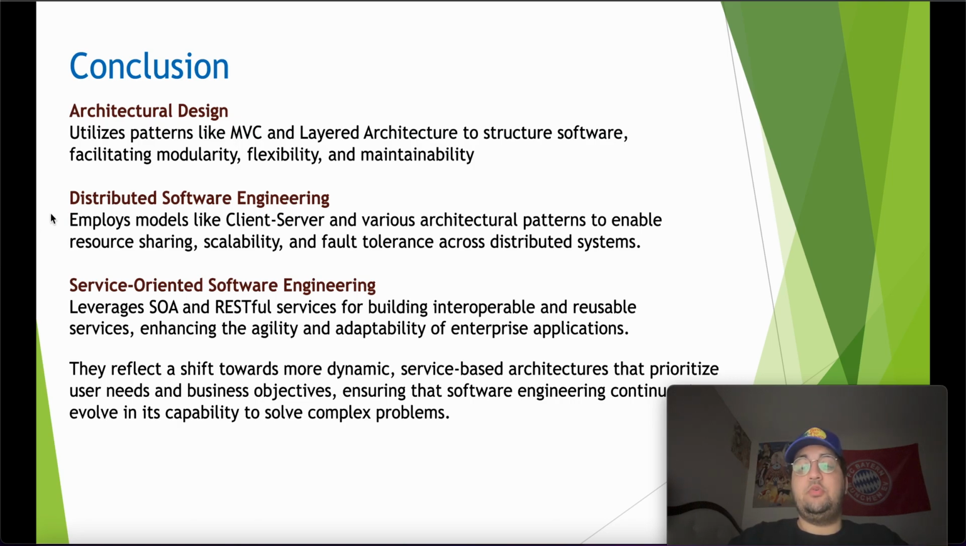One of the most common styles for services is RESTful services. It's a specific type of service that adheres to the REST service style, REST being representational state transfer. And then we talked about composition.